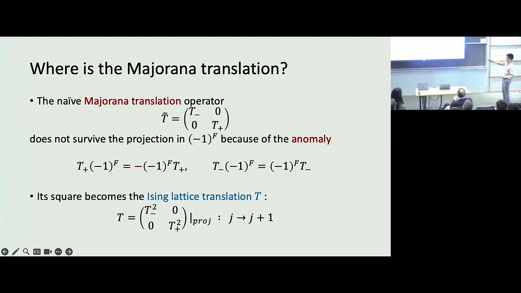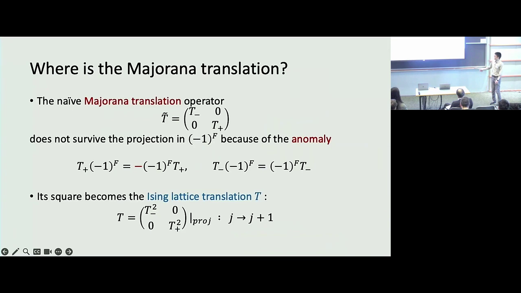But this operator doesn't survive the second step of GSO because, as we said earlier, T_+ has a minus sign in its commutation with the fermion parity. So when we project to a definite (-1)^F symmetry sector, T_+ doesn't act within that projected Hilbert space. So this operator doesn't descend to a symmetry of the Ising model. And that's consistent with what we know. We don't have a Z_{2n} symmetry in the Ising model.